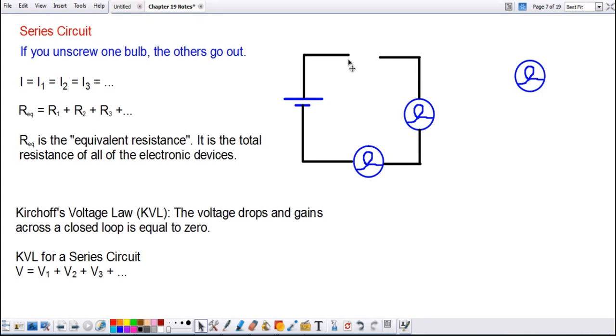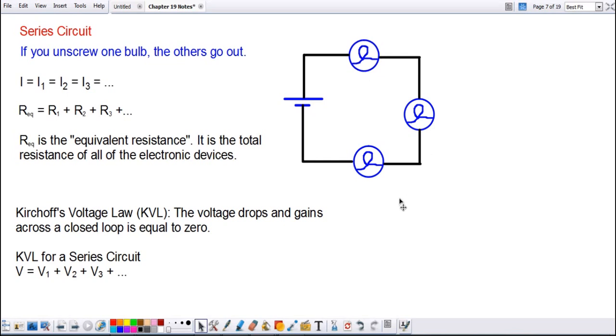I take this first one out. Now I've got a gap. Okay, yes, this side is eventually connected to the battery, but the top is not. We've got a gap here. Okay, so this is an open circuit, and therefore the light bulbs will not turn on because there's no flow of electrons. Put this back in. Put our light bulb back in and connect everything, and now all three light bulbs would turn on.